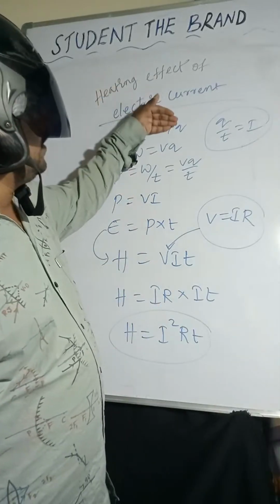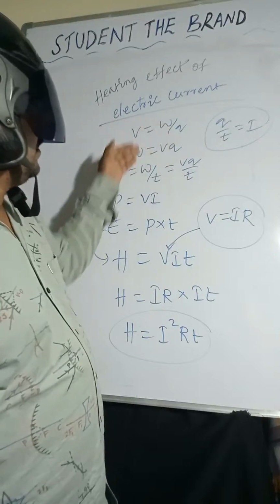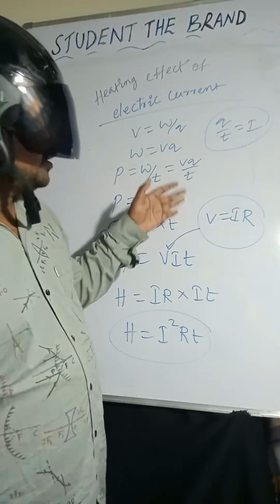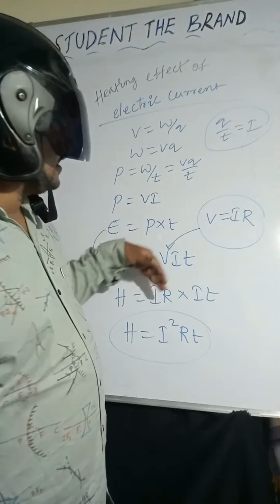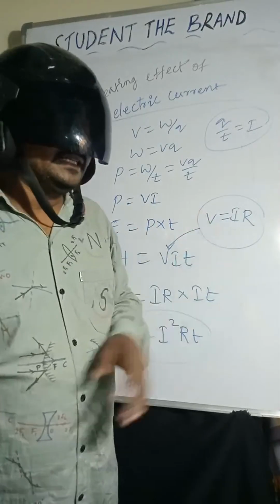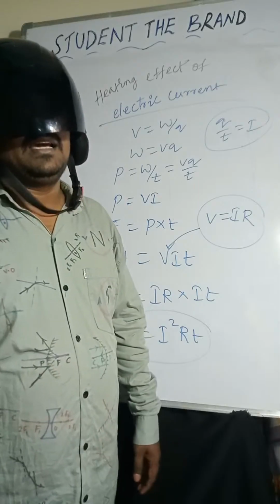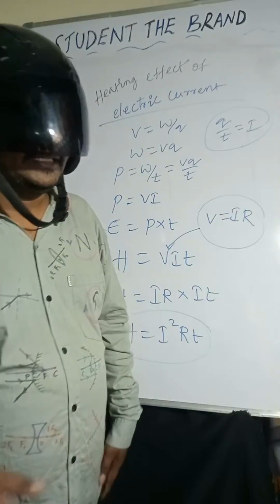So this is about the heating effect of electric current. V equals W by Q, Q by T is I, W equals VQ, P equals W by T, so P equals VI. H equals VI into T, H equals IR into IT, H equals I squared RT. So this is about the heating effect of electric current. Okay, next one.